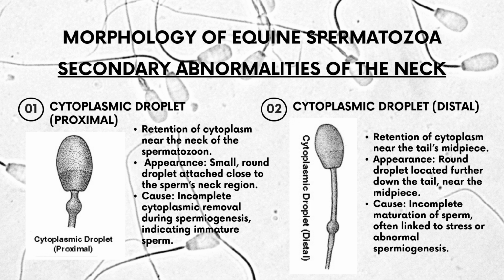Secondary abnormalities of the sperm neck can indicate issues during spermiogenesis. One common abnormality is the retention of cytoplasmic droplets. These droplets can appear near the neck, referred to as proximal cytoplasmic droplets, or further down near the midpiece, called distal droplets. Both types suggest incomplete maturation of the sperm and can be linked to stress or abnormal spermiogenesis.